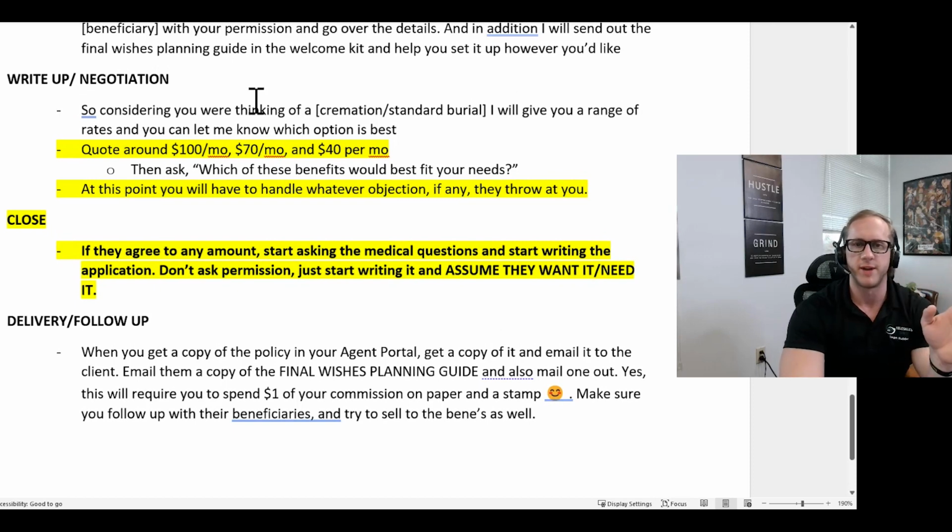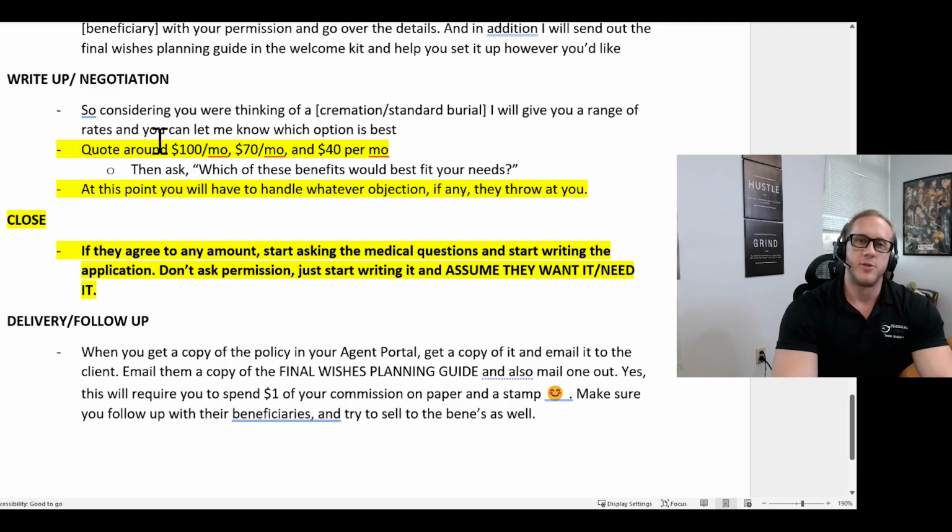Now, you want to quote 3 rates. You can quote around $100 a month, $70 a month, or $40 a month, or you can quote however you want, okay? Sometimes what I like to do is quote around 150, around 100, and around 70 or 80. That way I get like a minimum of 1,000 AP on the lowest quote, okay?